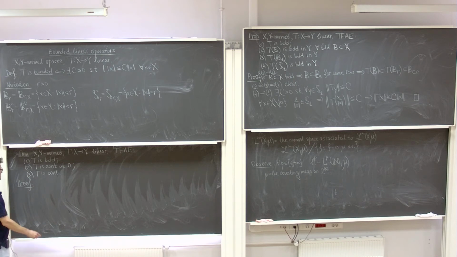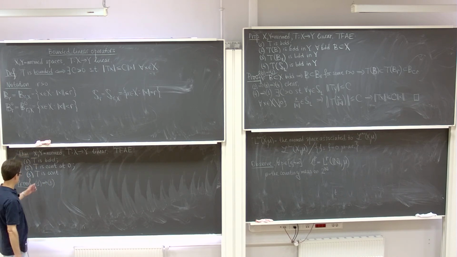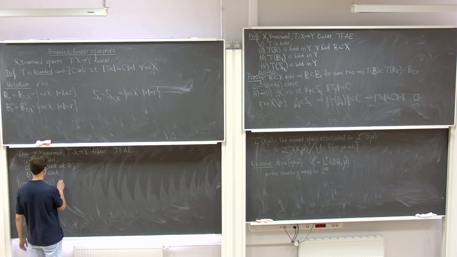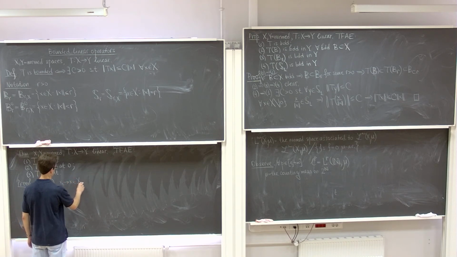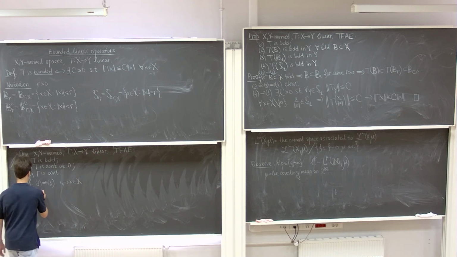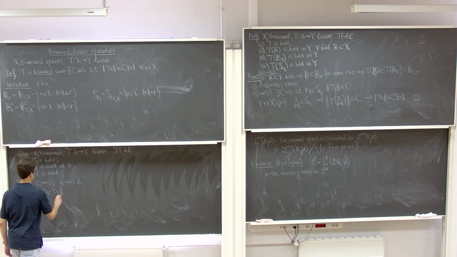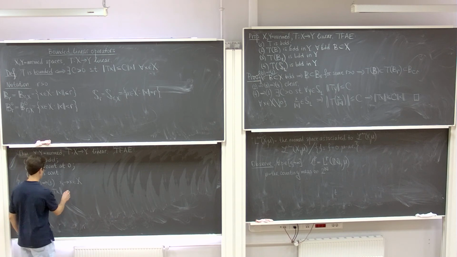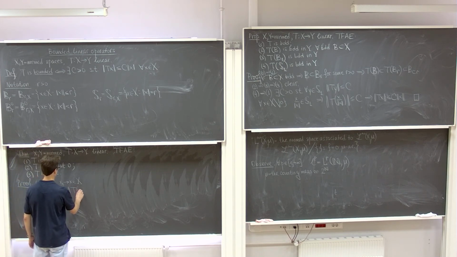Well, first of all, let's show that 1 implies 3. To show that T is continuous, it will be more convenient to show that T is sequentially continuous. So we suppose that x_n is a sequence in our space X which converges to x. And we want to show that T of x_n converges to T of x. Well, we just calculate the norm of the difference, that is, the distance between T of x_n and T of x. And by the linearity of T, this can be written in the following way.